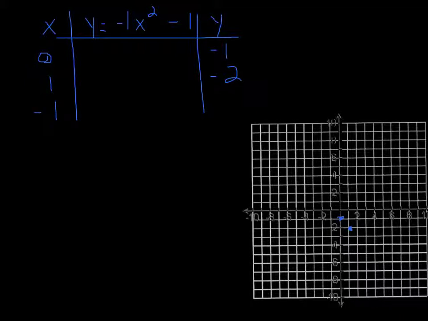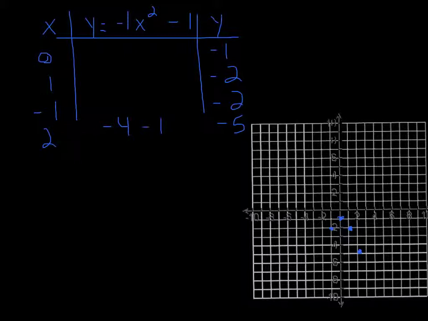Let's go negative 1 this time. Negative 1 squared is 1. 1 times negative 1 is negative 1. And negative 1 and negative 1 makes negative 2 again. So at negative 1, negative 2. And you can already see our parabola starting to angle its way down, right? So let's put in 2 this time. 2 squared is 4 times negative 1. That equals negative 4 minus 1. That'll give us negative 5. So (2, -5) is right there.